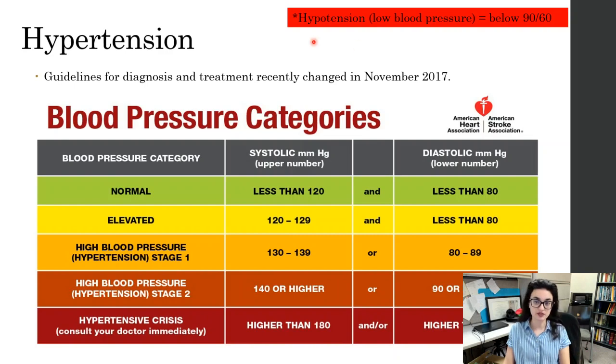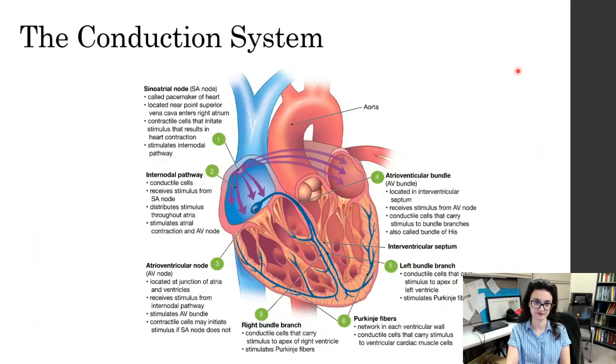I do want to mention hypotension, when it's too low. Very rarely, right, do we see that as an issue, but that would be diagnosed as hypotension below 90 and below 60. But you have to be below 90, below 60, not in the 90s, in the 60s. So make sure you understand what this is.